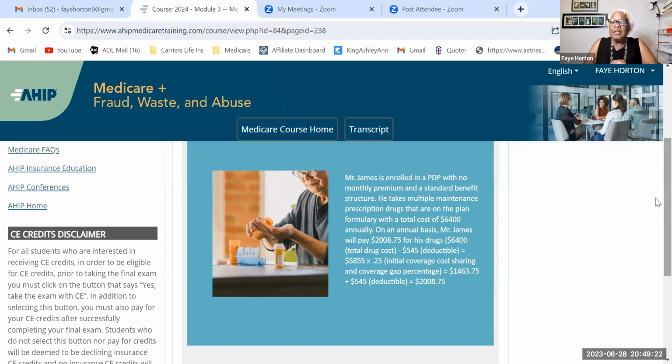Of the $6,400 of drug costs, he's going to pay the $545 deductible, which is the standard. And then of the difference between that and what's left over, $58.55, he's going to pay 25% of that. And that, added together with the deductible, is how he will pay $2,008.75.